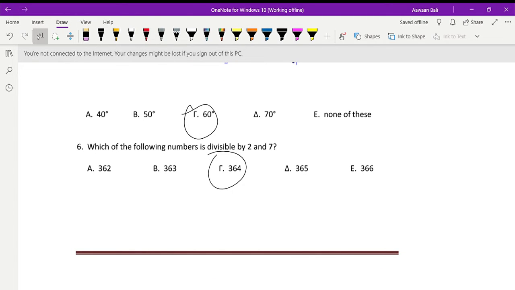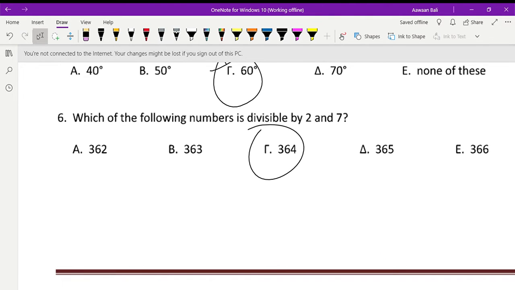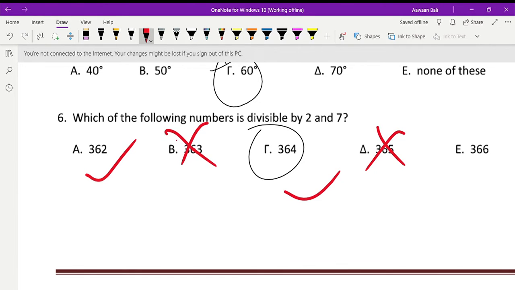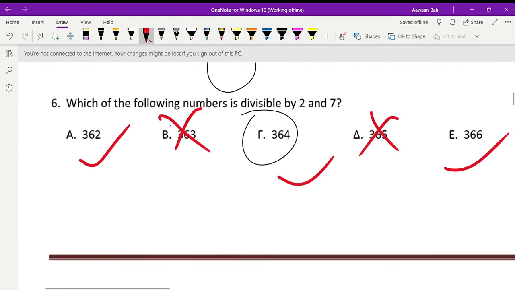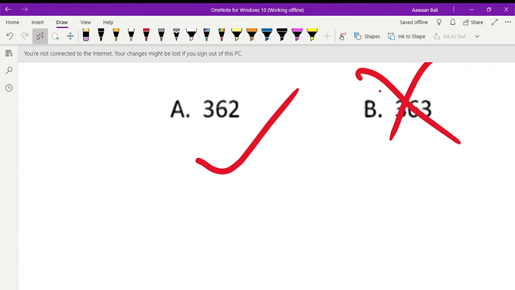Question number 6. Which of the following numbers is divisible by 2 and 7? Okay, so first thing we have to do is look at the last digit of all of the numbers. If it is a multiple of 2, we can keep them. If it's not, we can cancel them out. So 362 works. Just take away all the odd ones, and that's basically it. Now the divisibility rule of 7: let's start with the first number, 362. Double the last digit and minus that from the remaining digits.